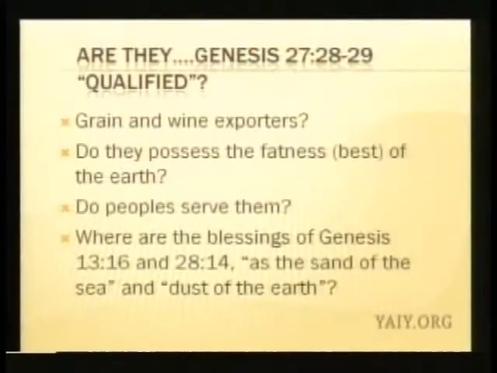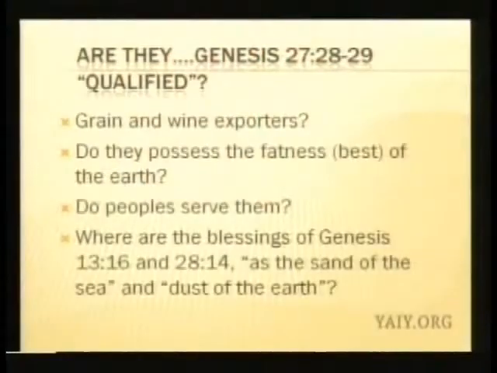But my question is this, can we connect the dots? For example, are they Genesis 27 qualified? That being, are they grain and wine exporters? Do they have that blessing? Do they possess the fatness that is the best of the earth? Usually they're living in those video scenes in desert areas, wondering how they survive. Do peoples serve them? Where are the blessings of Genesis 13 and 28 as the sand of the sea and the dust of the earth?